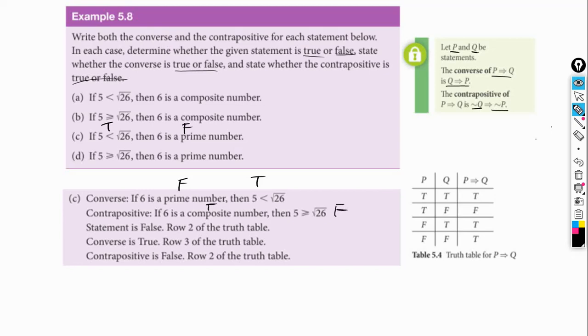We can see this in the second row of the truth table. True, false, therefore false. The converse is true from row 3, false, true, therefore true. And then the contrapositive is false from row 2, because first we have true and then false, therefore false.